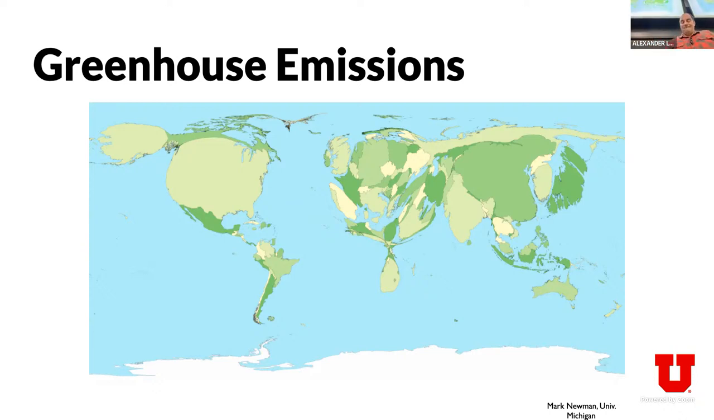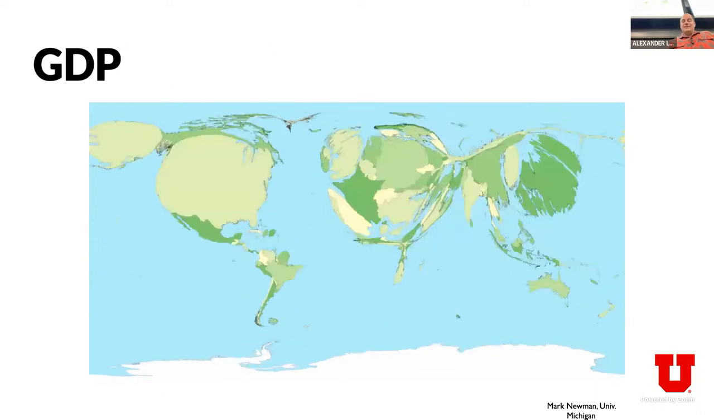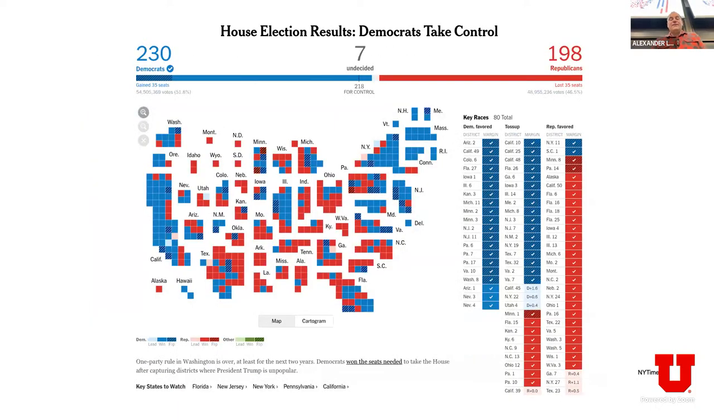It looks like an inflated balloon. And you can say that GDP is overinflated in certain regions of the world, right? Anyways, this is still tricky to read.